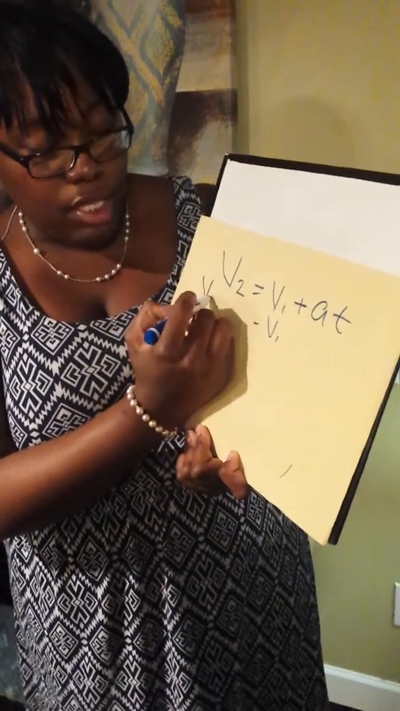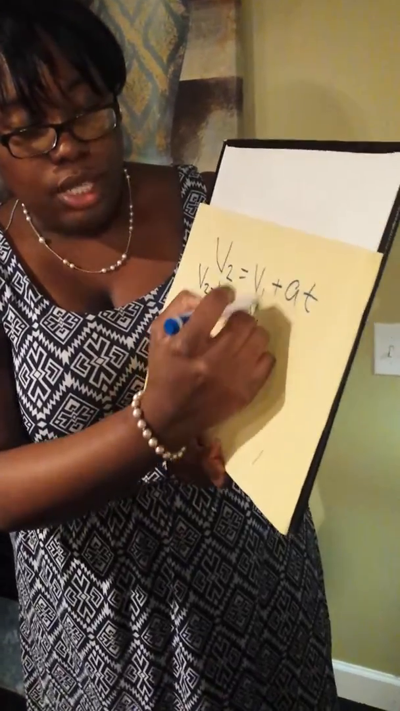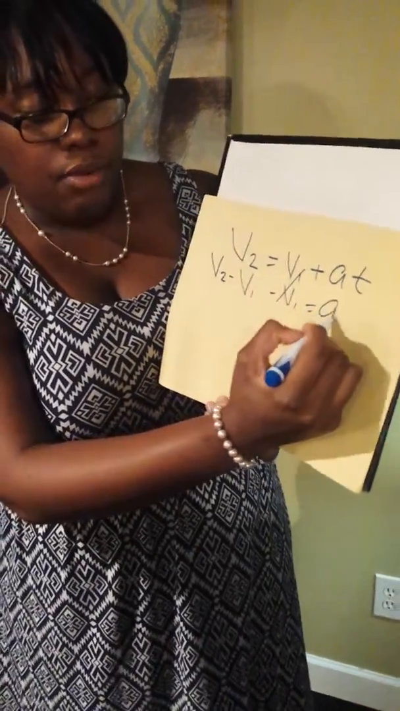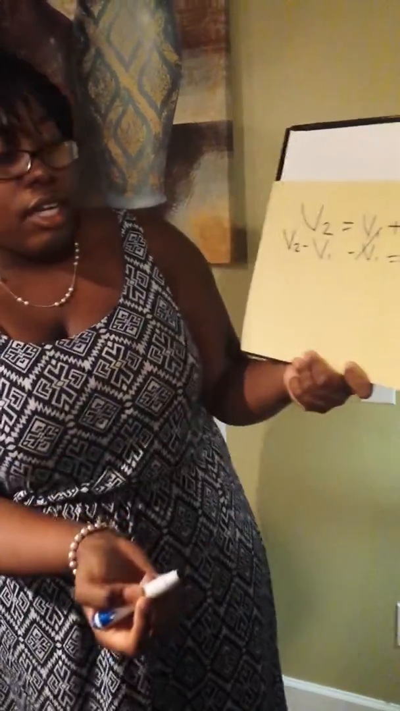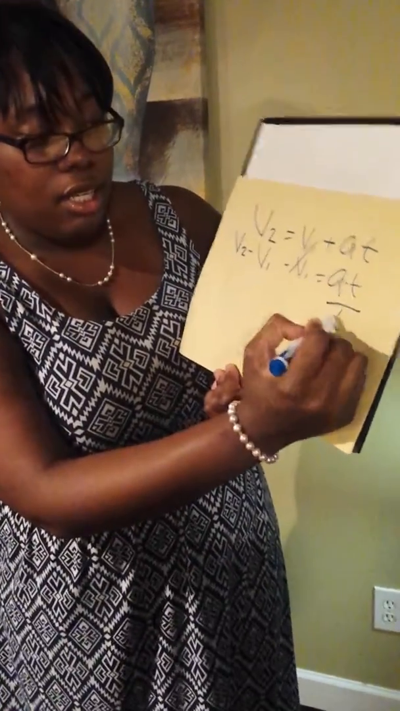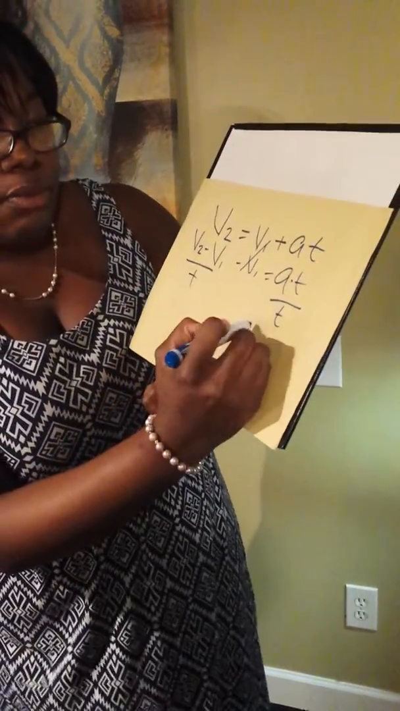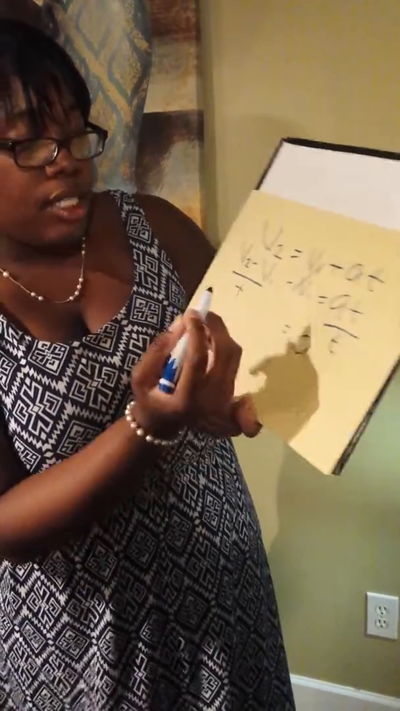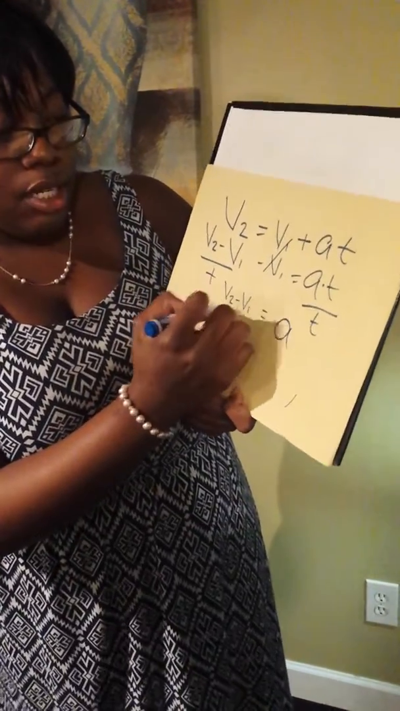So now this side would be V2 minus V1, and this will cancel out. So you'll have equals to AT. And since I'm solving for A, this is an invisible multiplication sign right here. So you would divide by T on both sides. So your final equation will be V2 minus V1 all over T.